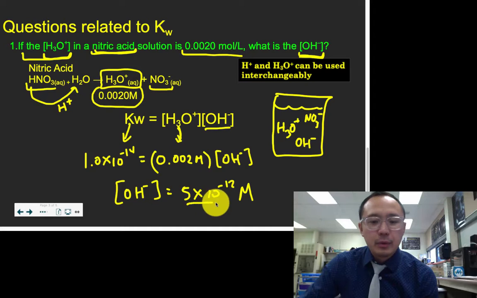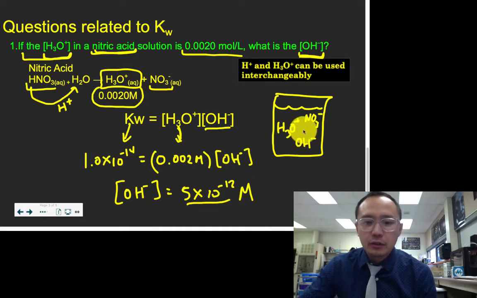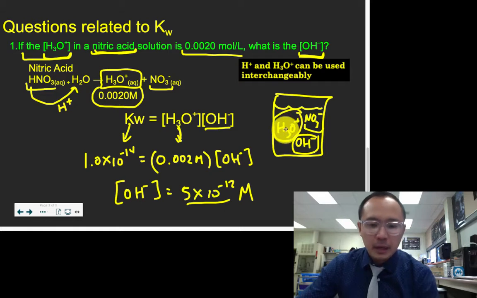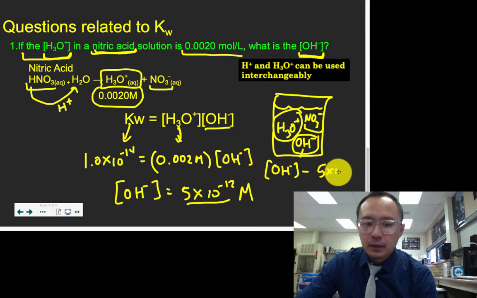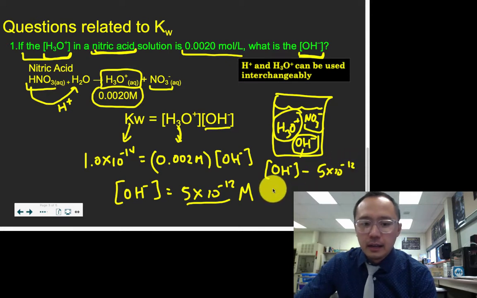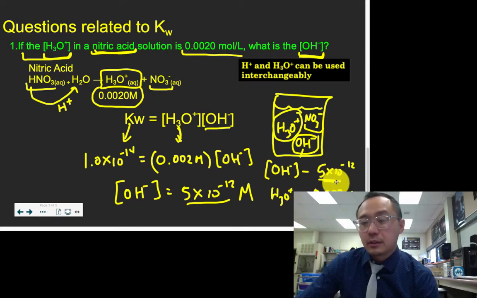So what does this number represent? That means that when nitric acid is in solution, you're going to have your NO3, and you're also going to have an OH, and you also have your hydronium, because that's your water dissociating. But you can see that the concentration of OH is actually a lot smaller than your H3O. Here, let me just write this. This is negative 12, and then H3O is 0.002 molar. You can see that this OH concentration is a lot smaller.